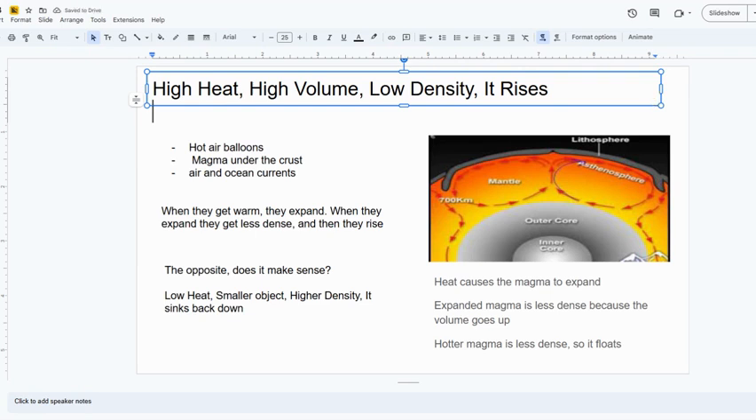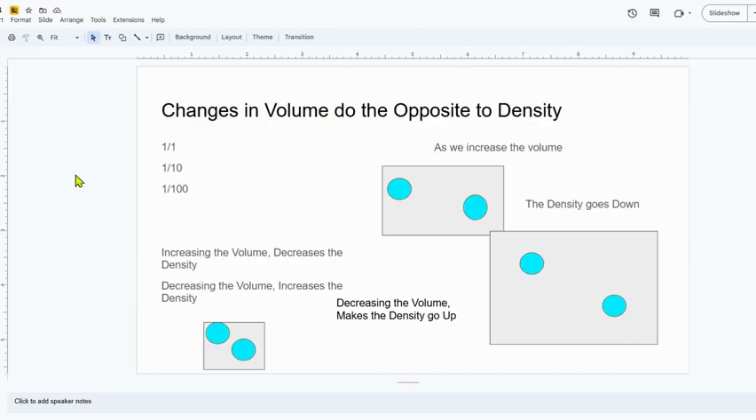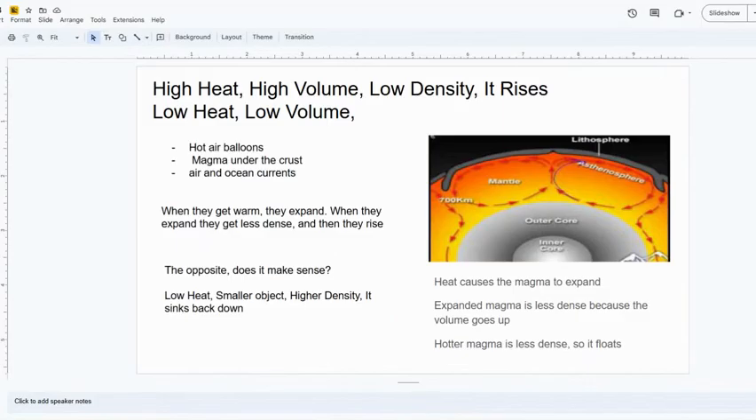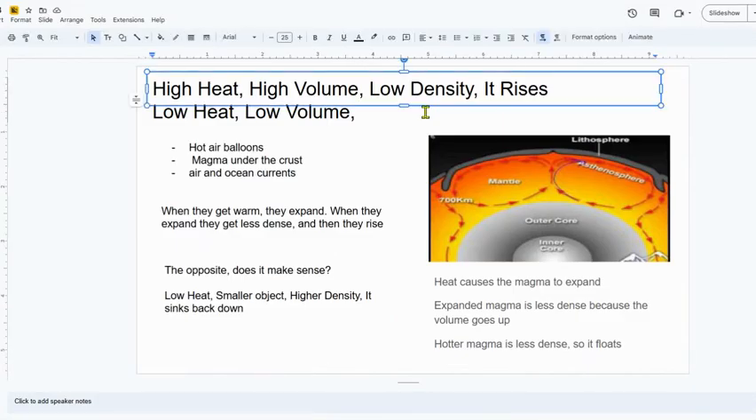If we've got low heat, that's going to cause the particles to contract or get small. So we'll say low volume. If it's a smaller volume, then we're going to have a much higher density. Think back to the pizza. If we have a small denominator, that means that we've got a lot more of the pizza. So a small bottom number is going to cause the whole number to get bigger. So low volume equals high density, and that's going to cause it to sink.